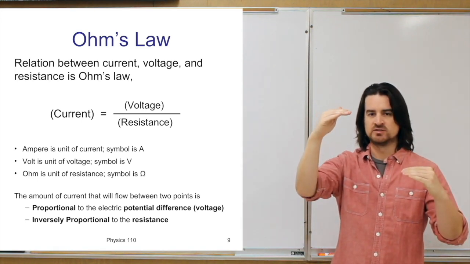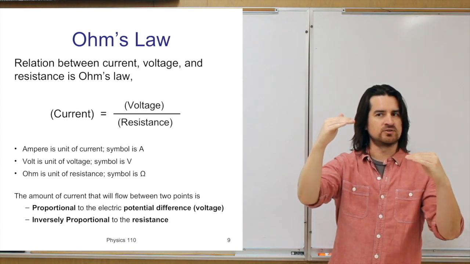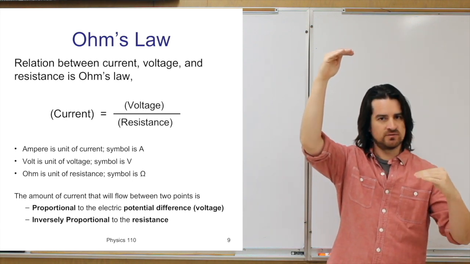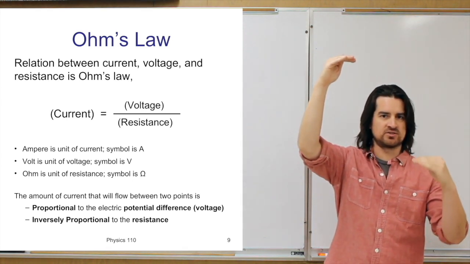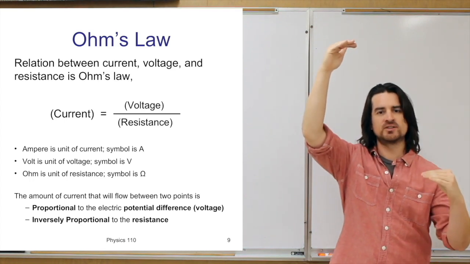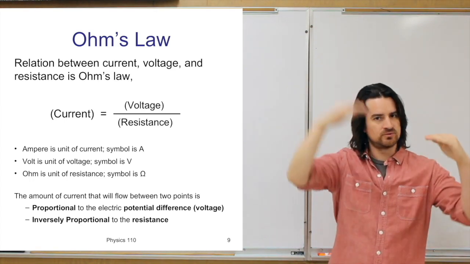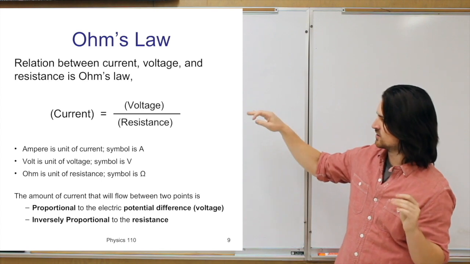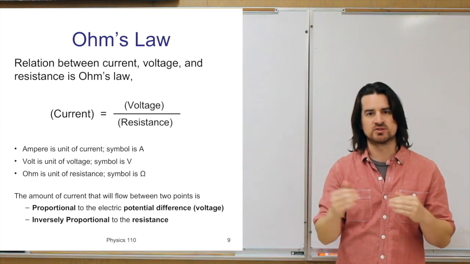And you could imagine that if there is a much larger difference in the heights of those waters to begin with, there's a much larger pressure difference, so the current's going to flow even faster. So that's why the current is going to be proportional to the voltage.